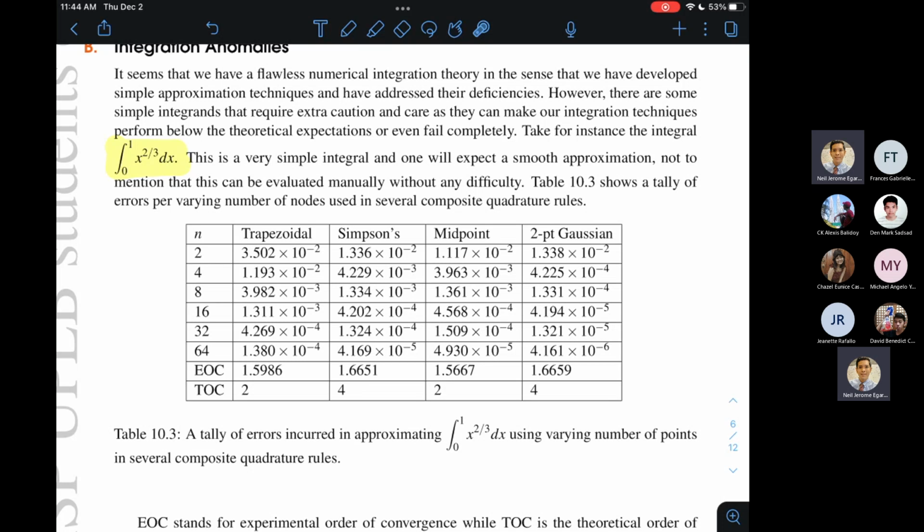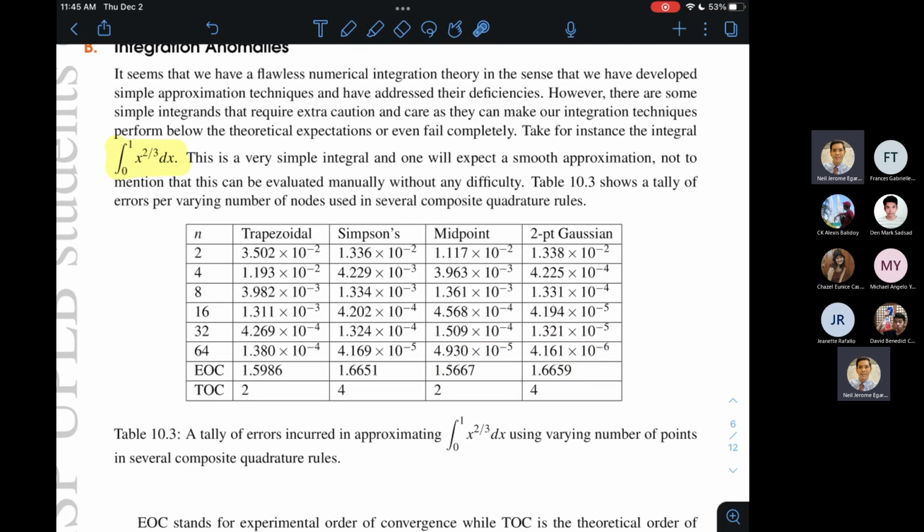Similarly for Simpson's rule, and we have here a bigger discrepancy because the theoretical order of convergence is 4, meaning we expect the error to go down to 0 as fast as how h to the 4th goes to 0. However, using the experimental data that we have here, it seems that ang order of convergence lang nating nakuha ay big O of h to the 1.6651. So kasing bilis lang siya ni h to the 1.6651 pupunta kay 0 instead of the same speed as h to the 4th. The same thing happens for the midpoint and the two-point Gaussian formulas.